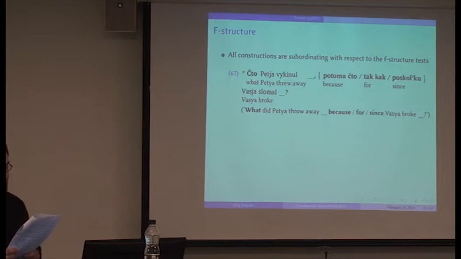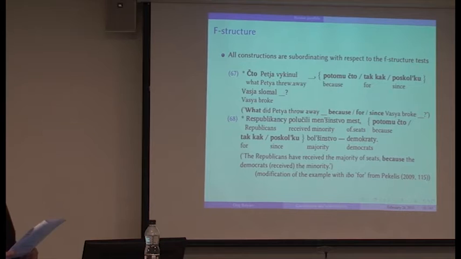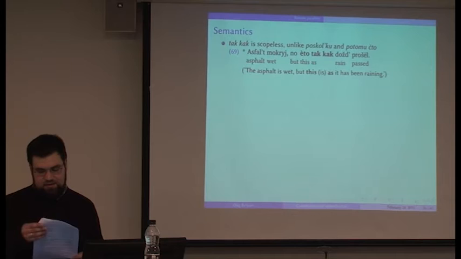And similarly, gapping is also not possible for any of them. So the Republicans have received the majority of seats because the Democrats, the minority. This is not possible with any of the conjunctions. But semantically, they do not align as neatly.